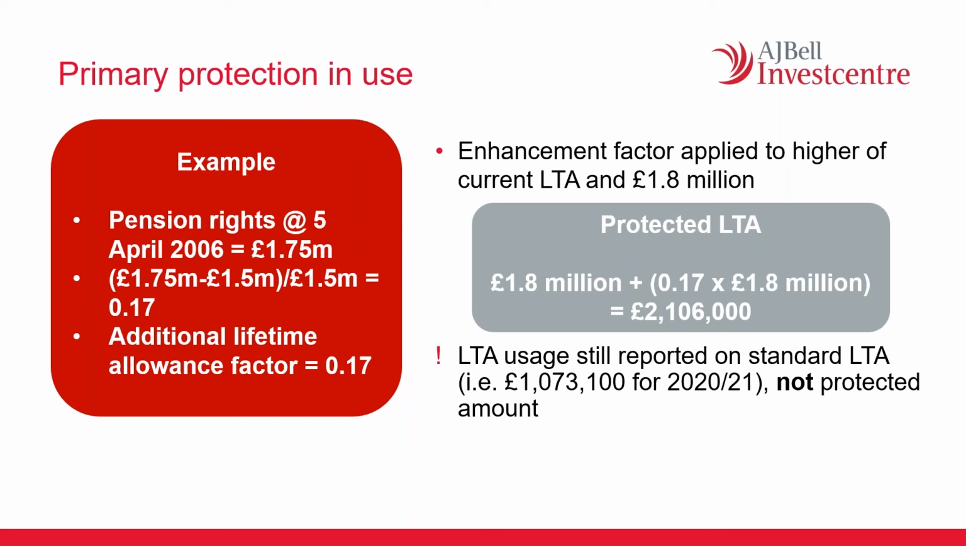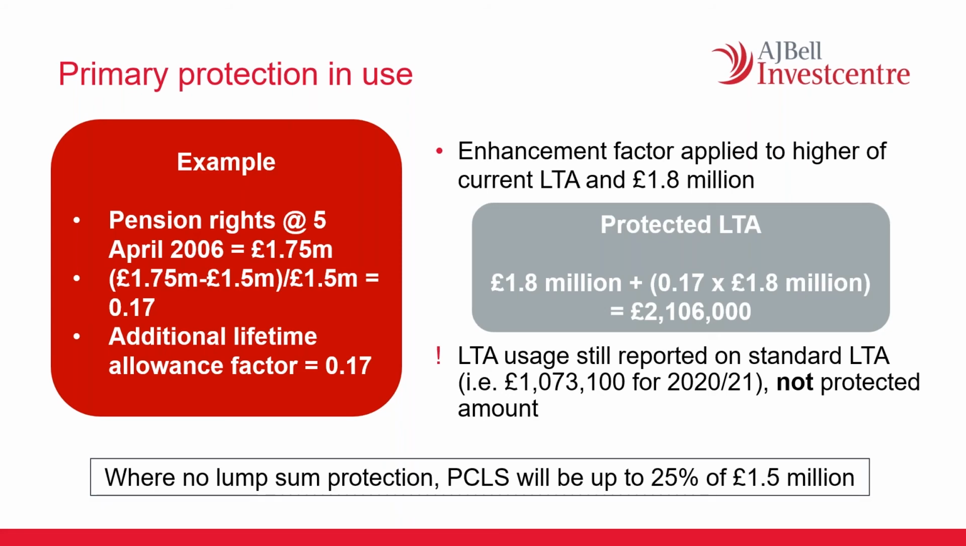So we have this underpinned amount of 1.8 million, but that's not what we report on. And also, to complicate things further, I did mention this right at the start, if somebody doesn't have lump sum protection, the PCLS will be 25% of 1.5 million until the lifetime allowance gets higher, which just means we end up in a bit of a mess, really, and it just shows how complex lifetime allowance can be, because we have our enhancement factor applied to 1.8 million, and we report on the standard lifetime allowance, which is just over 1 million, and then we have lump sums based on 1.5 million.